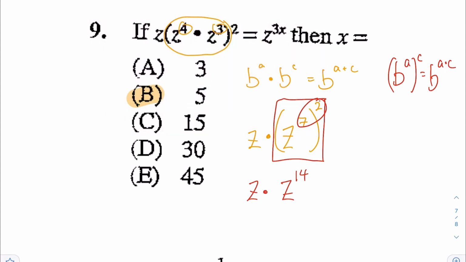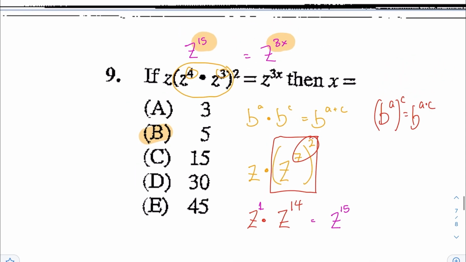And then for the last rule, you just use the first rule again. Multiply 2 exponents to the same base, I'm going to add the exponents. So this will be z to the 15th. And that's on the left side. And now this is equal to z to the 3x. So you know that the exponents have to be equal to one another because the bases are the same. So if 15 is equal to 3x, you know that x has to be equal to 5. So the answer would be choice B. So for this question, I have to use the 2 laws of exponents. Multiply 2 exponents to the same base, add the exponents. Power to a power, you want to multiply the exponents.